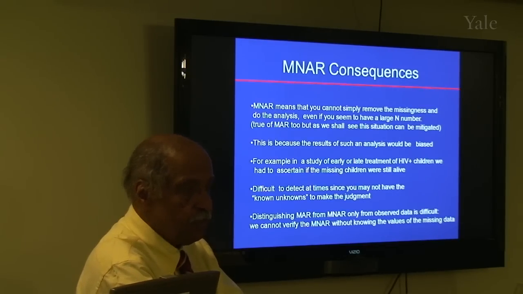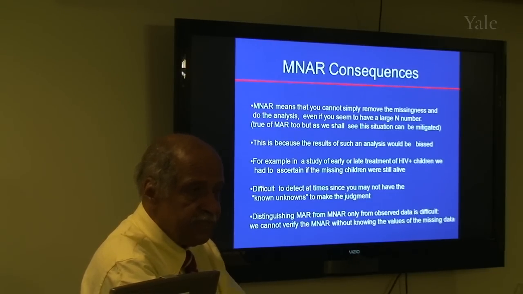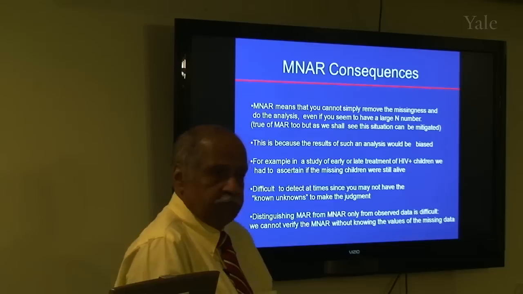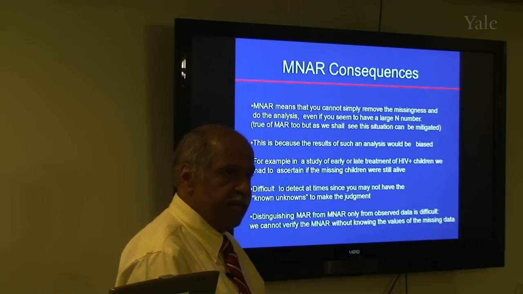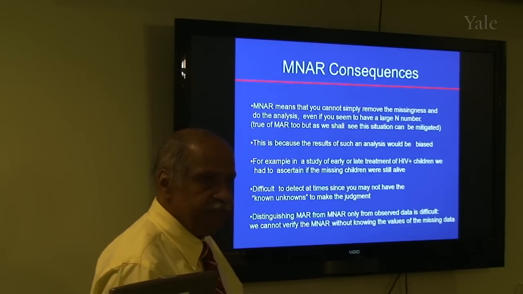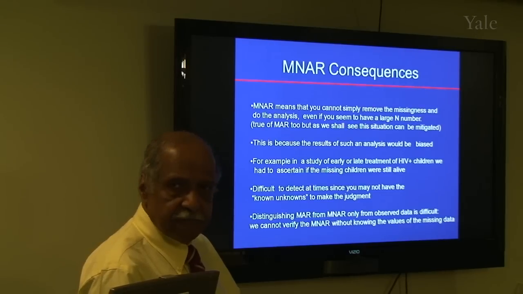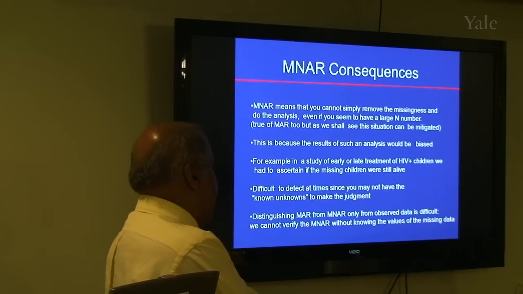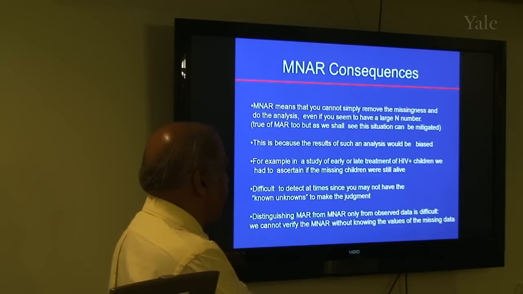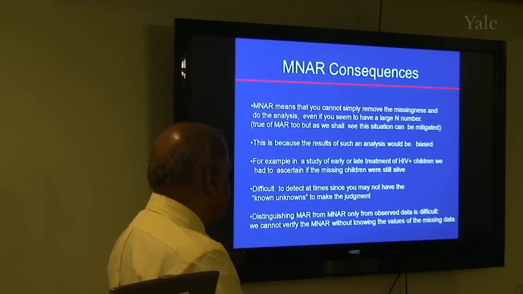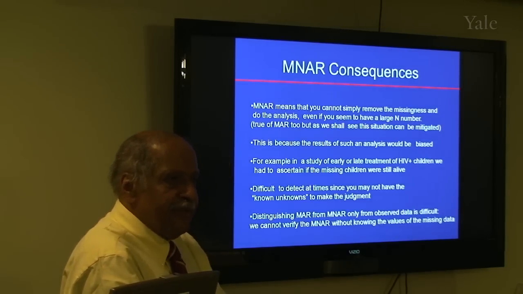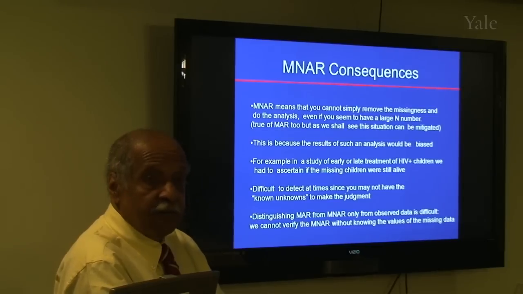Because if the children were very sick from their infection, or unfortunately had passed away, then the remaining data would be biased in favor of those who were healthy. And we couldn't draw a correct inference. It's difficult to detect missing not at random because you might have the known unknowns. Do you know what I mean by that? In other words, you have to know what you don't know.